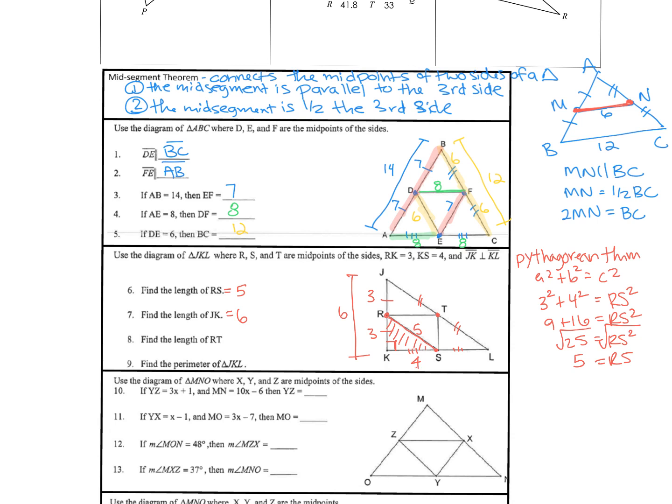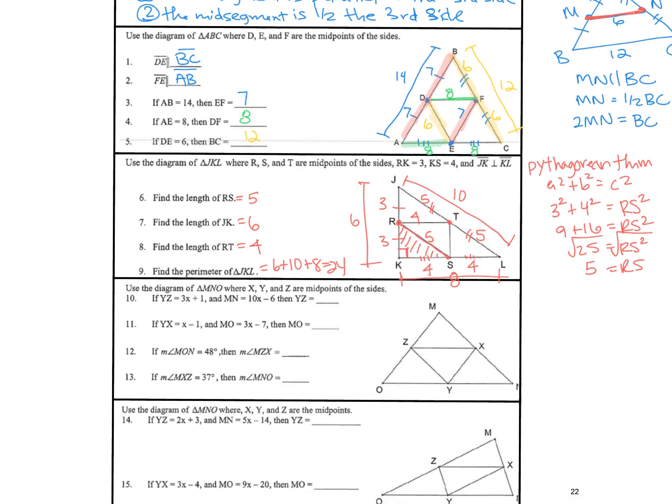Well, if KS is 4, SL is 4, the entire thing is 8, and I know then its midsegment is 4. Find the perimeter. Well, if RS is 5, then I know JT is 5, I know TL is 5, and I know the entire side is 10. So my perimeter is the distance around my triangle. So 6 plus 10 plus 8 equals 24 for my perimeter.